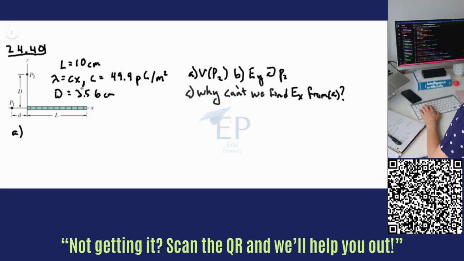Forgot to write this in. And so what we want to do is find the potential at point P2 here. We want to find the y component of the electric field, and we want to think about why we can't find the x component from our result from the first part.